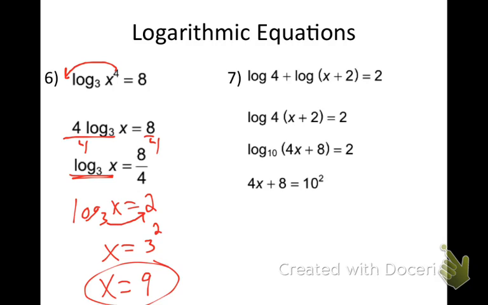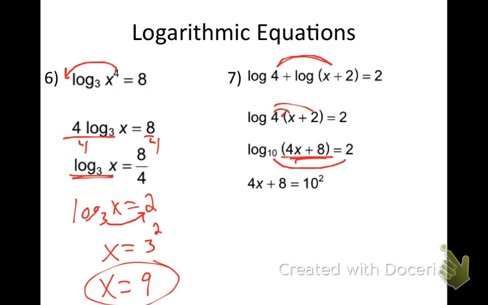Okay. Number 7. A little bit tougher on number 7. Why? Because I have to combine them with a property. What property is based on addition here? What property would that be? That would be the product property. So I'm going to have to multiply these. So I get log 4 times x plus 2, which gives me 4x plus 8 then, because I just distributed it. What am I going to do with that 10?